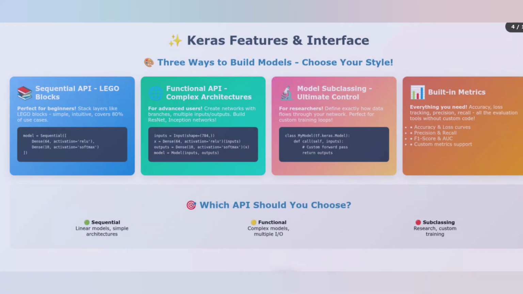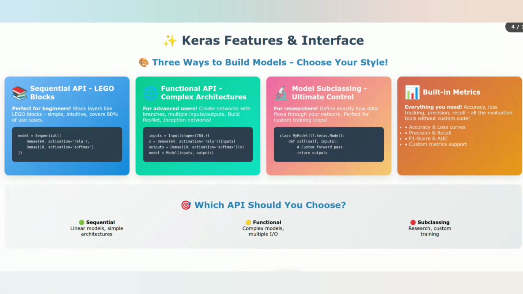Now that we have Keras installed, let's understand how it works. Keras gives you 3 different ways to build models, and choosing the right one depends on what you're trying to achieve. First up is the Sequential API. This is your starting point. Think of it like stacking Lego blocks. Each layer sits on top of the previous one. Data flows in a straight line from input to output.